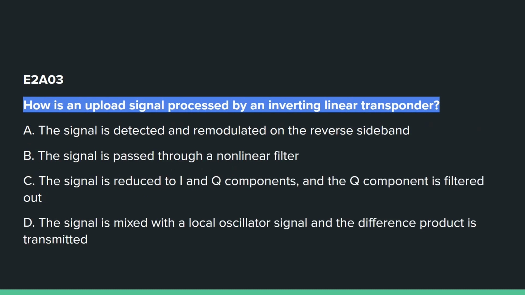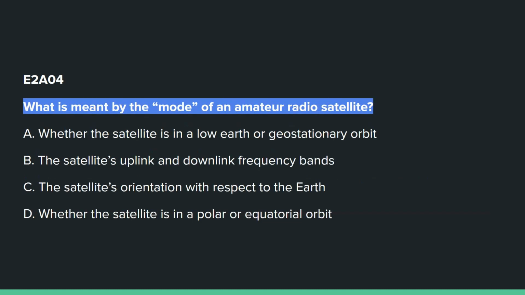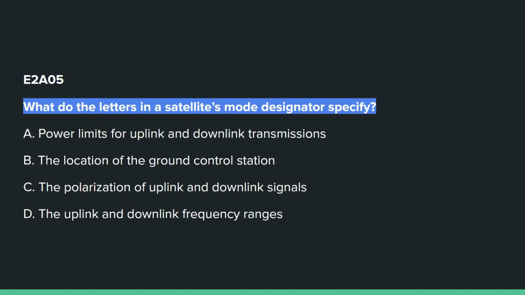E2A03, how is an upload signal processed by an inverting linear transponder? D, the signal is mixed with a local oscillator signal and the difference product is transmitted. E2A04, what is meant by the mode of an amateur radio satellite? That's B, the satellite's uplink and downlink frequency bands.